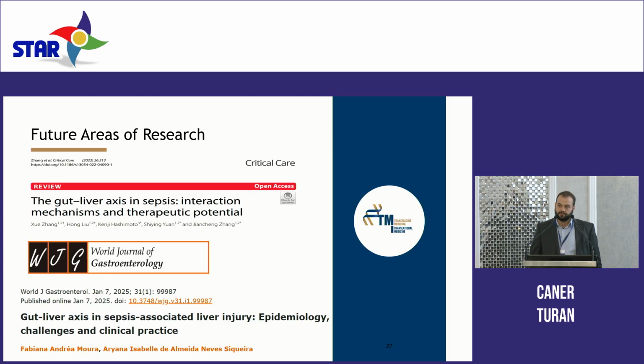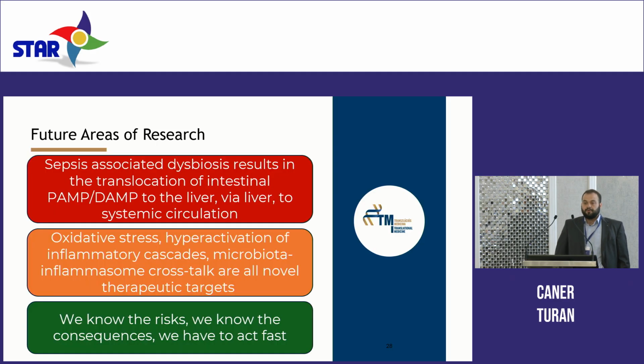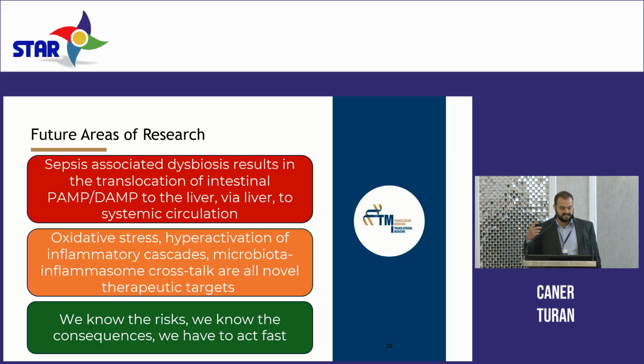But what about the future? With developing technologies, the research methodology is also changing. And nowadays, the hottest topic in liver and sepsis is the gut-liver axis in sepsis, which draws our attention to sepsis-associated dysbiosis and the translocation of intestinal PAMPs and DAMPs to the liver and via the liver to the systemic circulation. Oxidative stress, hyperactivation of inflammatory cascades, and microbiota-inflammasome crosstalk are all novel therapeutic targets.